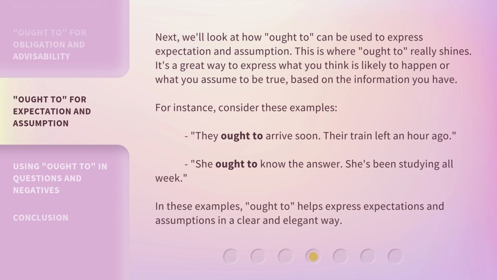For instance, consider these examples. They ought to arrive soon. Their train left an hour ago. She ought to know the answer. She's been studying all week. In these examples, ought to helps express expectations and assumptions in a clear and elegant way.